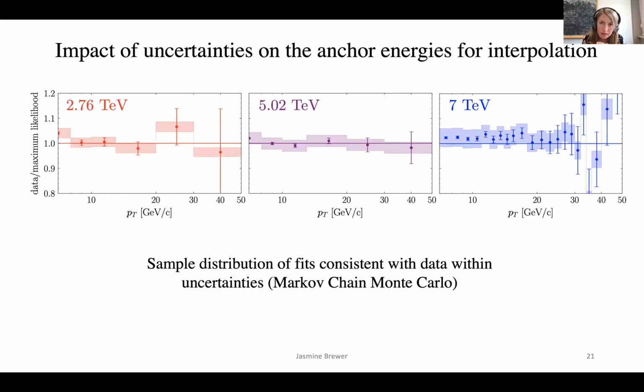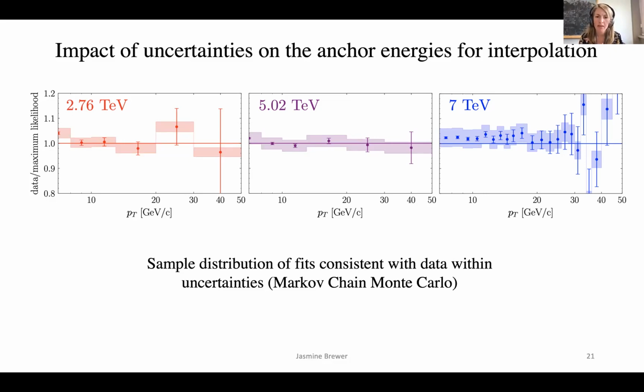The next thing that we tried to do was to assess what is the impact of these uncertainties on the measured data at the anchor energies, so at 2.76, 5.02 and 7 TeV, on the interpolation. So you can clearly see from this plot that if you just take the maximum likelihood fit, then you get one line, which here is at 1 by construction, but there are rather large both systematic and statistical uncertainties on these data, which aren't incorporated in any natural way in the interpolation.